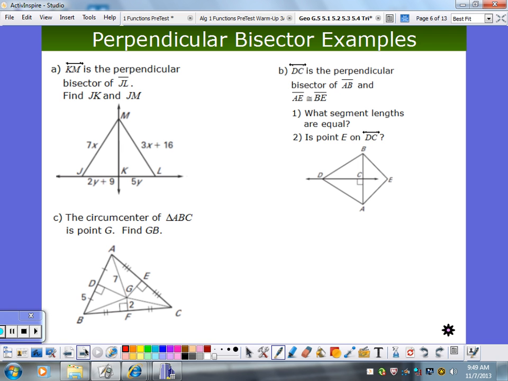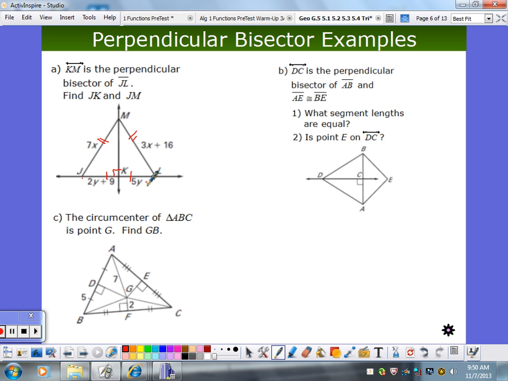So let's look at some examples here. KM is the perpendicular bisector of JL. Right away I'm going to mark that. Perpendicular bisector, I'm also going to put one of these. I don't know if I need it. And you know what else I know? This one to that one, congruent. Why? Because any point on a perpendicular bisector is equidistant to the endpoints. Mark that up first thing. Does this become easier once you've marked it up? Yeah, I mean, what can I do?